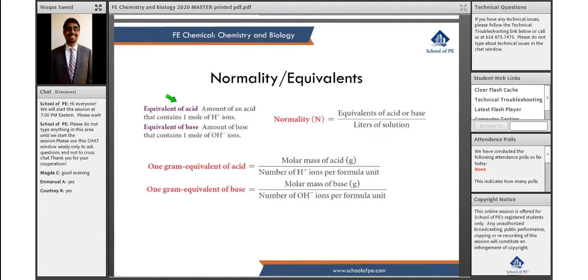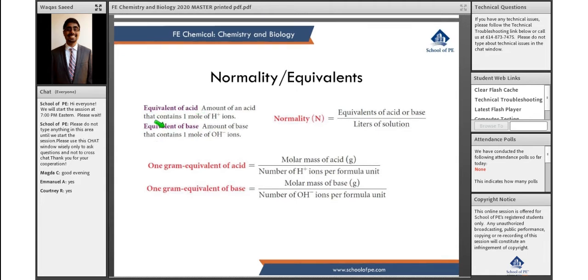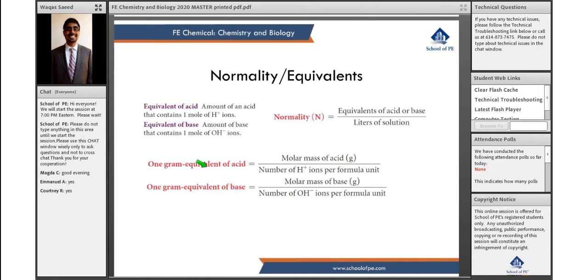Using those formulas, you can solve all of the problems you need on the FE exam, but I've included this slide just in case they ask you about something called equivalence. Equivalents are tied into normality. An equivalent of an acid is the amount of an acid that contains 1 mole of H plus ions. The equivalent of a base is the amount of base that contains 1 mole of hydroxide ions. This is something they most likely won't ask you. They'll probably just ask you to solve for normality. But just in case, here are the formulas for an equivalent. This is not in your reference handbook. This is something you would know just by solving problems.